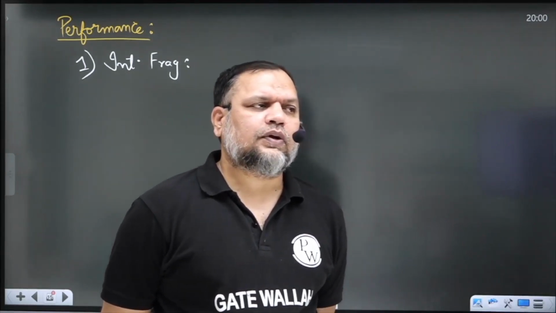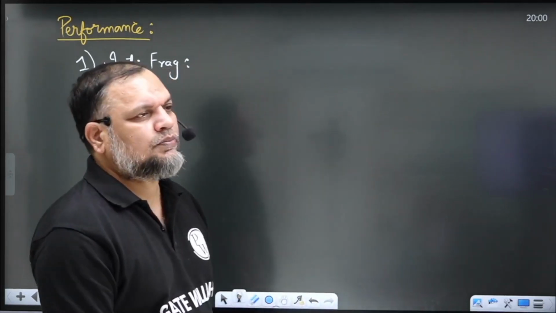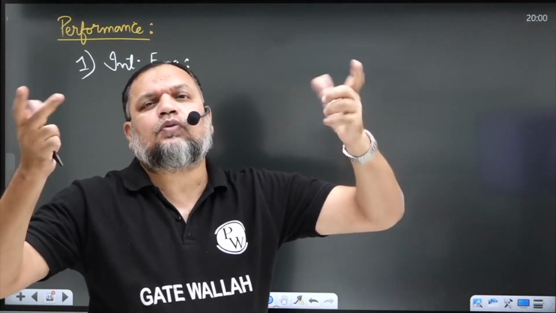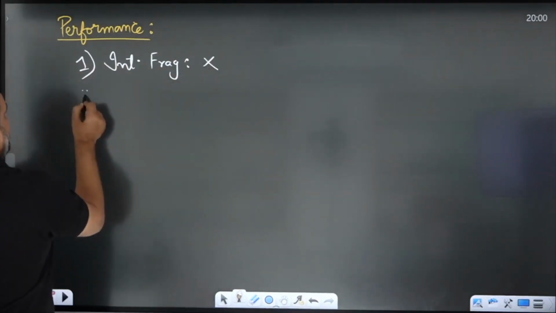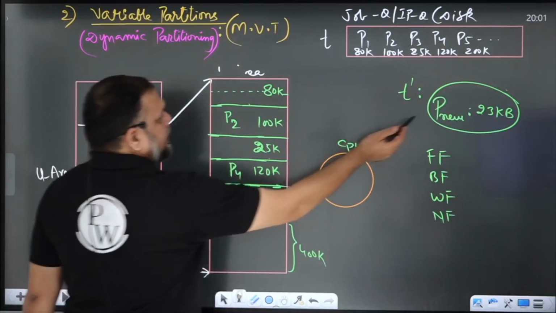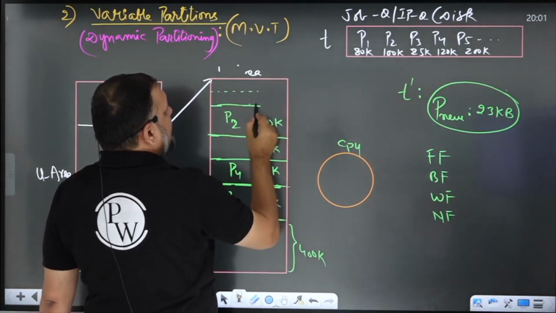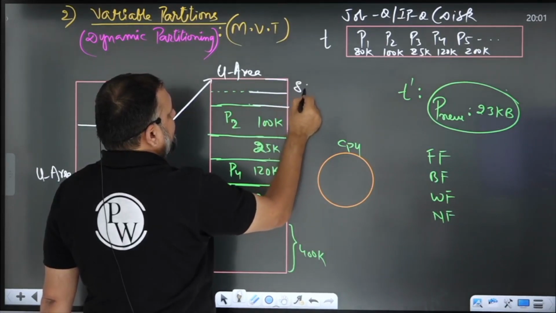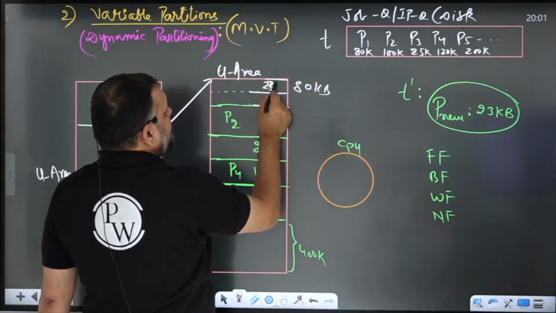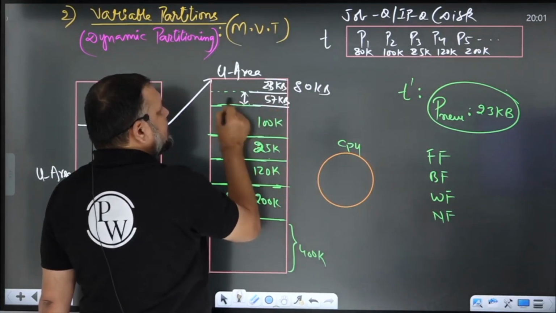Is it possible? No, it is impossible. There is no possibility of having internal fragmentation because I am creating a new partition exactly equal to the size of the program. So where is the question of internal fragmentation? There is never a possibility of internal fragmentation. Like 23 KB, if I place it in 80 KB, this 80 KB will get divided into two parts: one of size 23 KB and another of 57 KB. So this 57 KB is a free hole. This is not fragmentation.